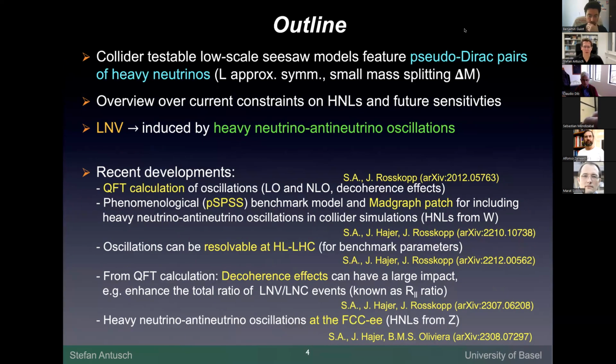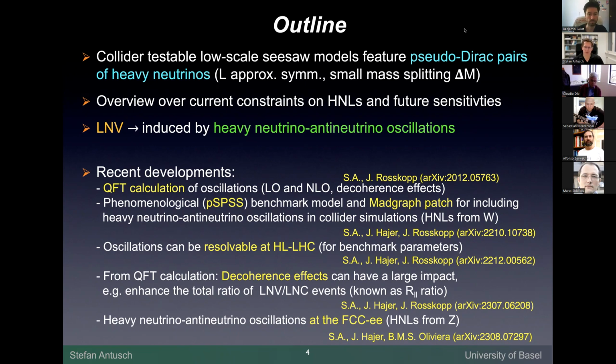Within my group, we have done some intense research on this subject, and I listed some of the references here. For instance, we looked at these heavy neutrino-antineutrino oscillations in a quantum field theory formalism, which is important also to look at decoherence effects and next-to-leading order corrections of these oscillations. We proposed a benchmark scenario for studying it at colliders, which is pretty simple and can be easily used. We also released a MadGraph patch, because in the standard MadGraph one cannot simulate these oscillations. So we have a description of how to include them in collider simulations. We also used this recently to show that one can resolve these oscillations at the high-luminosity LHC, at least for some example benchmark points.